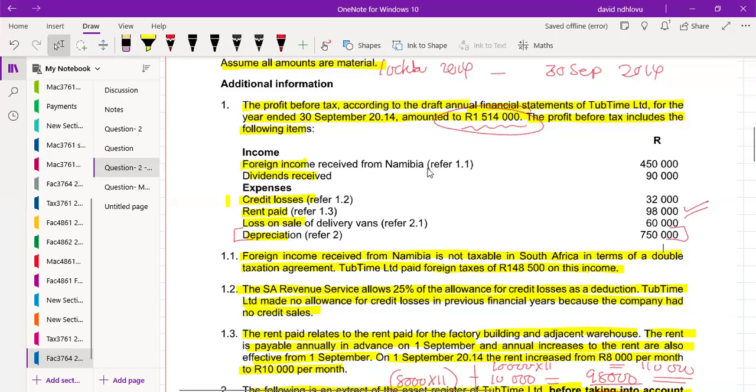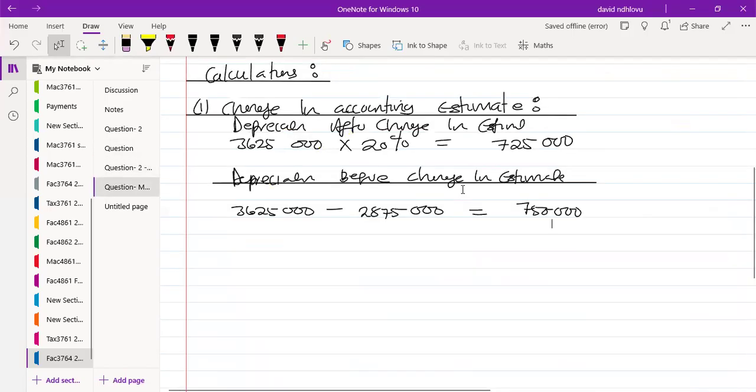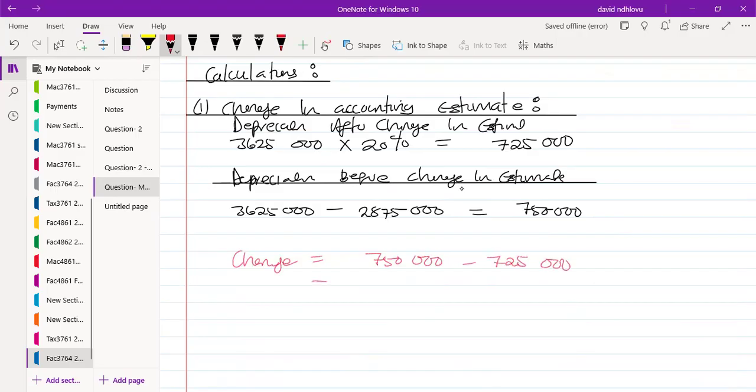Yes. Right. Okay. So once we have that depreciation, we are now looking at the magnitude of the change. 750,000 was the previous depreciation before the change. 725,000 is the new depreciation. There is a difference of 25, which represents a decrease in depreciation.